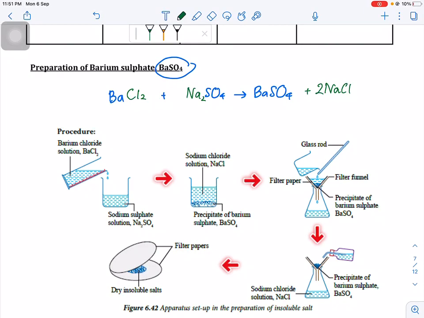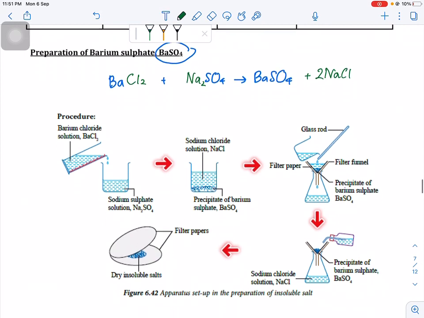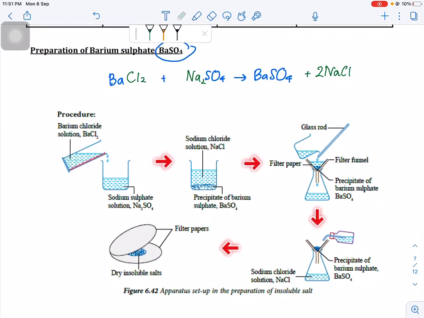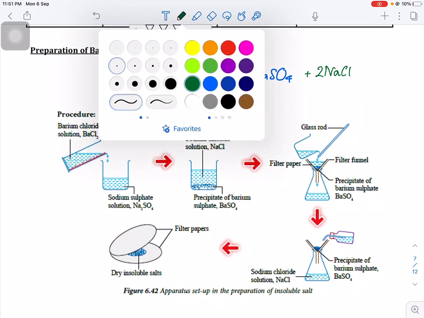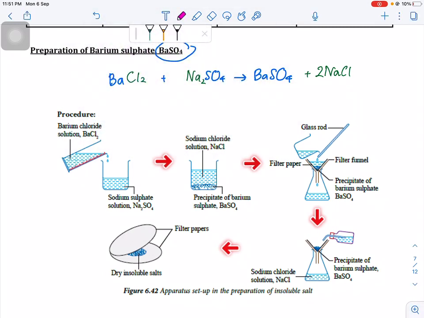Because barium chloride and sodium sulfate are soluble salts, dua-dua larut, so it's very easy to handle this experiment. Kita hanya perlu measure the soluble salts and mix them. Campurkan dia dalam the same beaker, and then you stir directly.